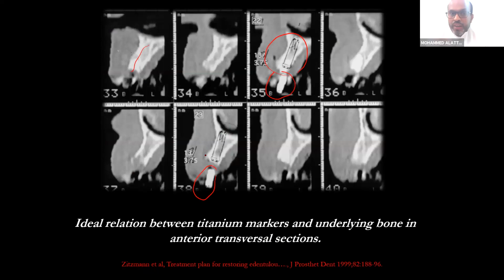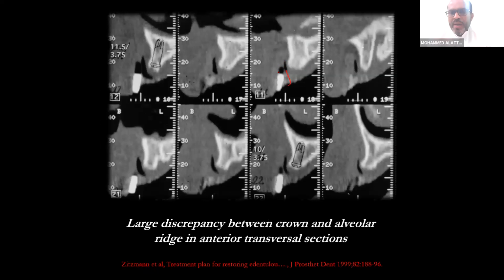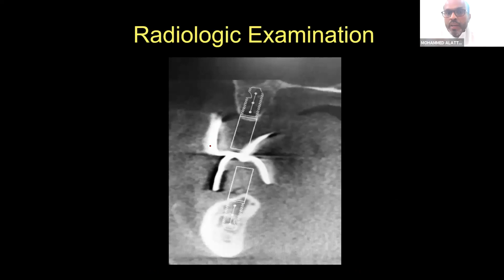But in this CBCT, if you can see this marker and this available bone, there is definitely a huge discrepancy and no way to do a fixed prosthesis for this case. And this is one of our cases. We spent a long time to see how our future crowning and the patient would look after you do the diagnostic wax-up.